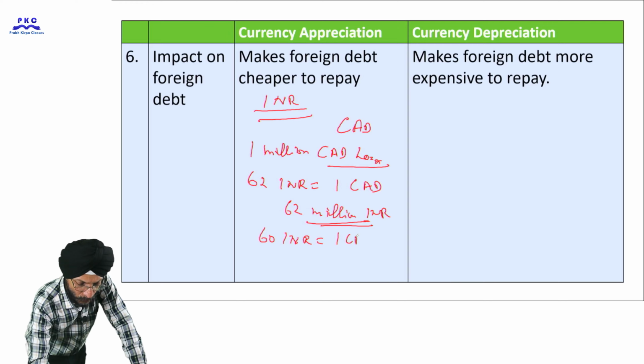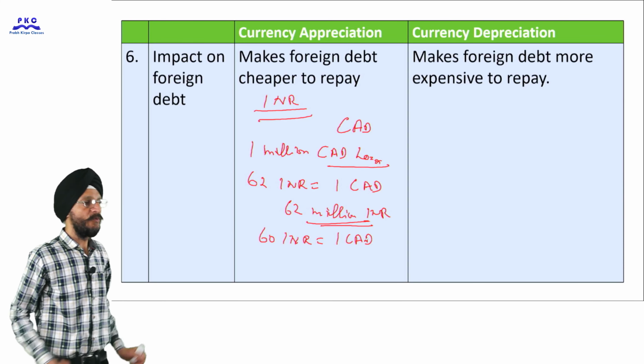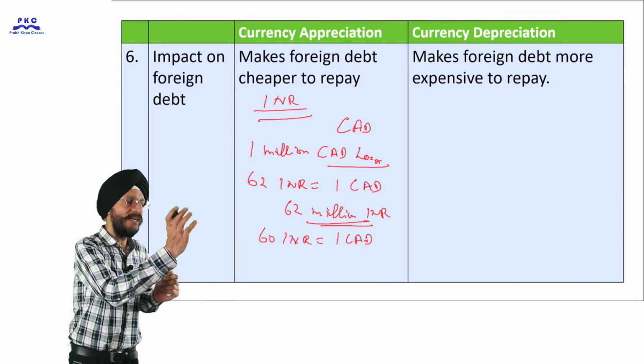Suppose the value of Indian currency appreciates. What it means? Suppose the value of Indian currency appreciates and now 60 Indian rupee are equal to 1 Canadian dollar. We are simply assuming that the value of domestic currency of India, that is the value of Indian rupee, has appreciated and now 60 rupee are equal to 1 Canadian dollar. So now, suppose the loan has been taken today and the amount is 62 million Indian rupee or 1 million Canadian dollar.